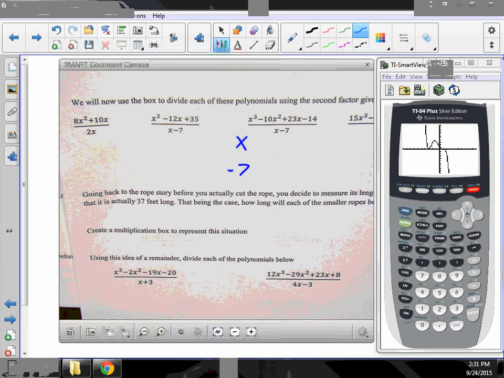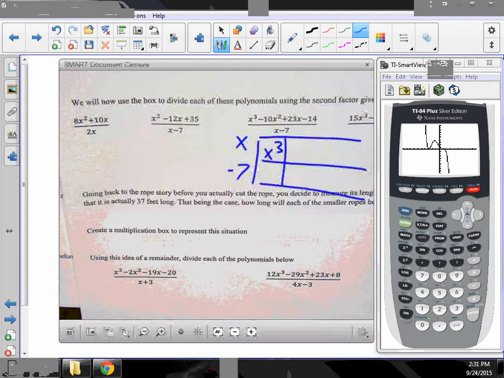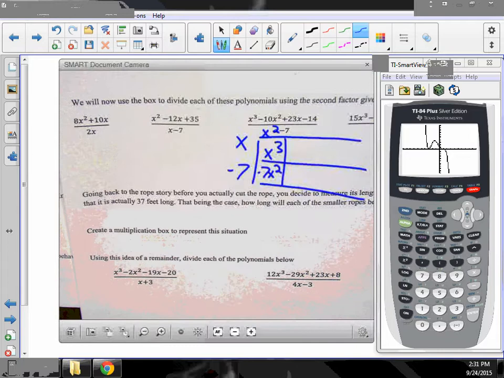x minus 7. So I put the x to the third in the first box. I use my knowledge of division. What goes on top? x squared. Now I multiply negative 7x squared. And then I haven't used them all. I've used this one. So I add another column.